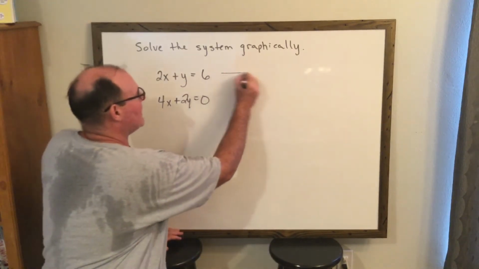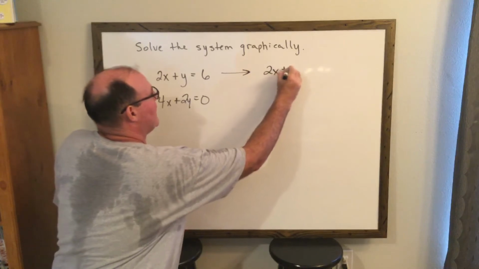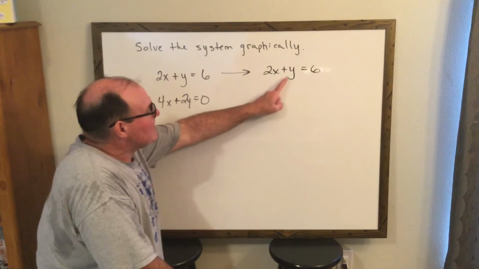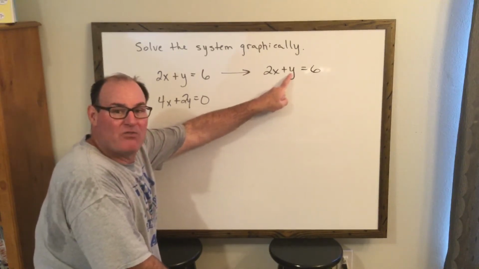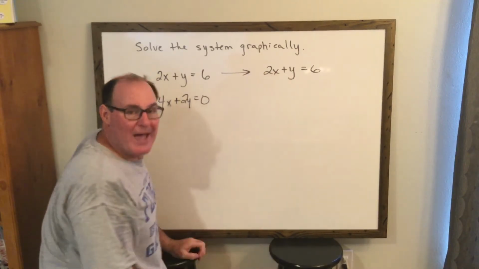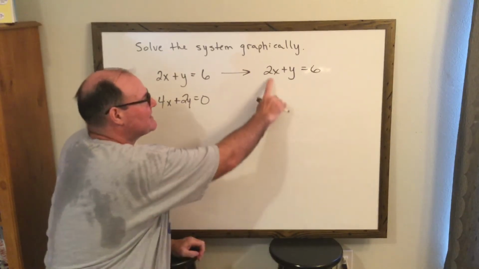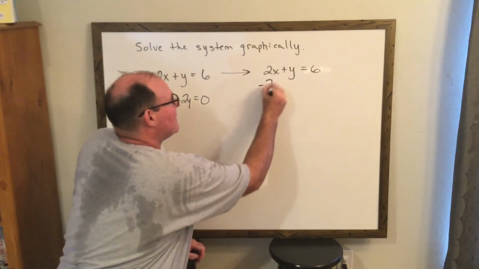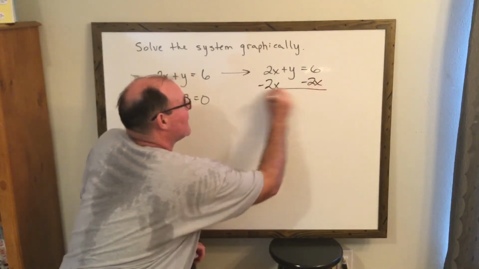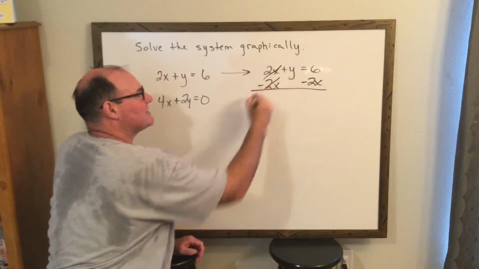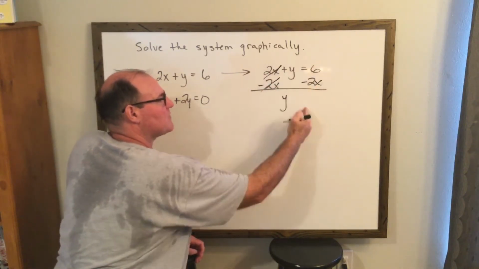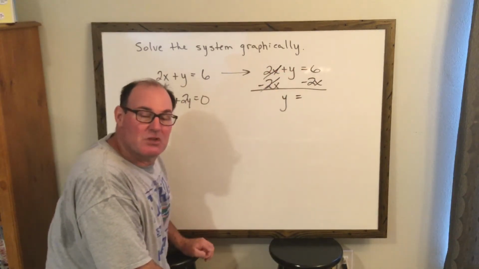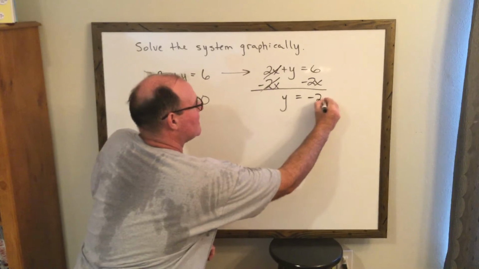So I'm just going to rewrite this top equation over here so that I have some room to work. If I'm going to solve this equation for y, meaning I'm going to get the y all by itself, that means I need to move the 2x to the other side. So since this is a positive 2x, I'm going to use the subtraction property of equality, and I'm going to subtract 2x from both sides. So on the left, the 2x's cancel. Remember, your equals always stays in the middle.